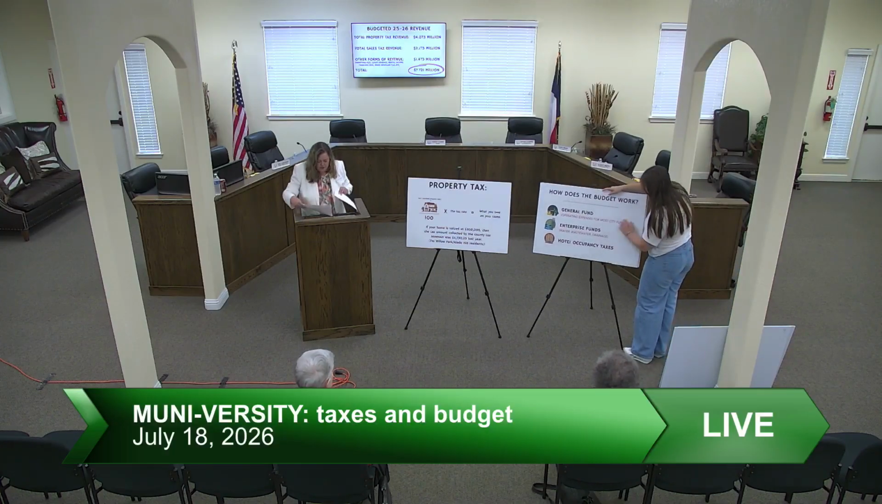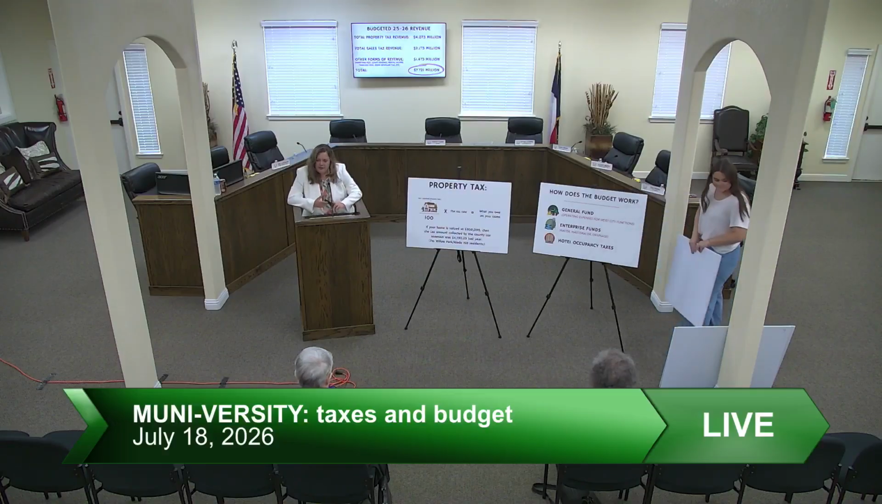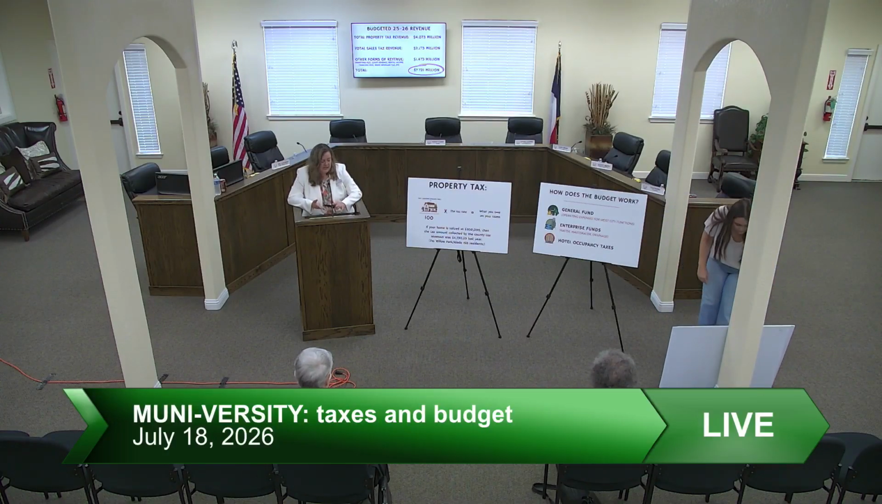So there's three parts to the budget. We have a general fund, we have enterprise funds, and then we have hotel occupancy taxes. For the purpose of today, we are just going to talk about the general fund because that is the workshop that we're doing, and that's always the fund that is the most complicated, that we work on the most.